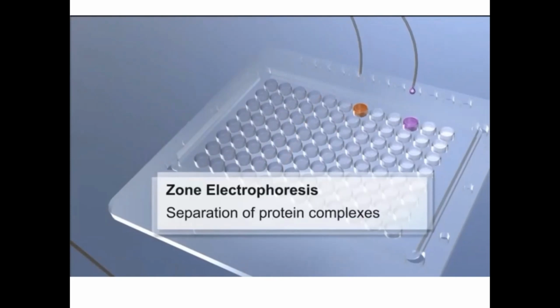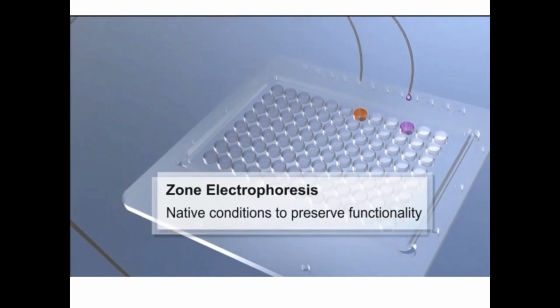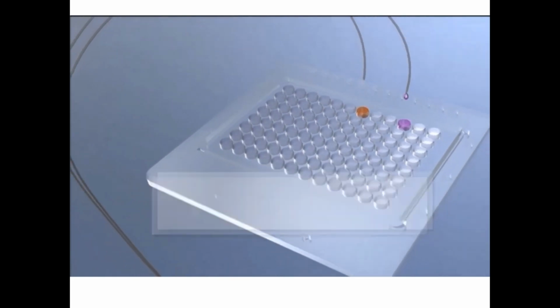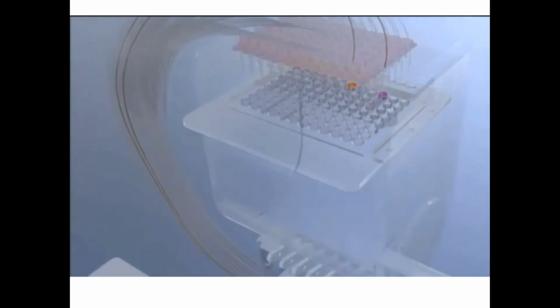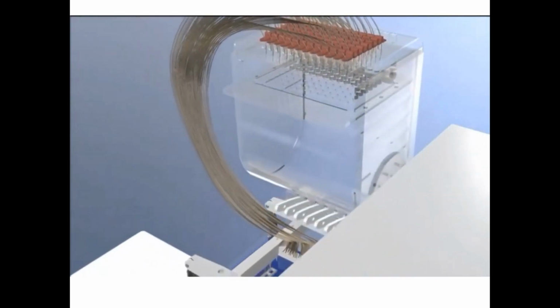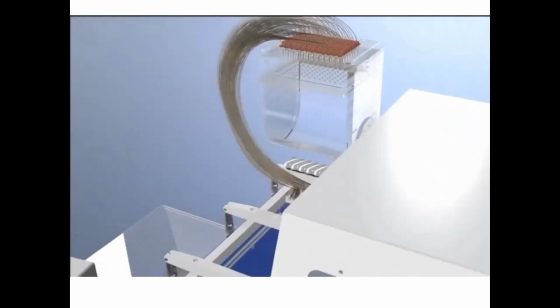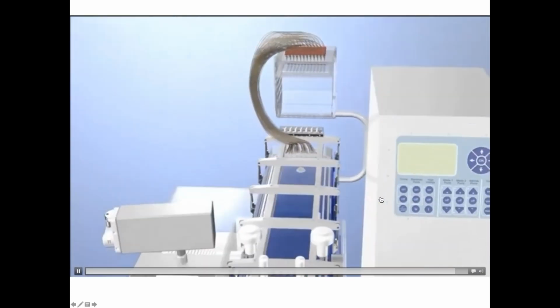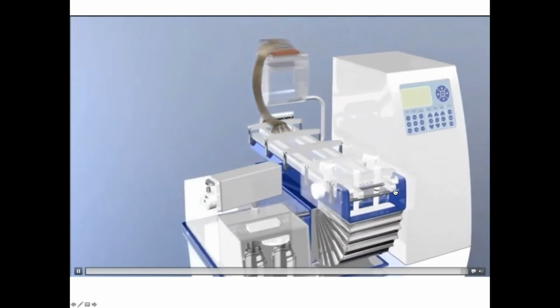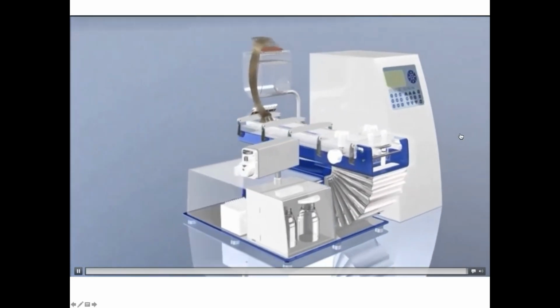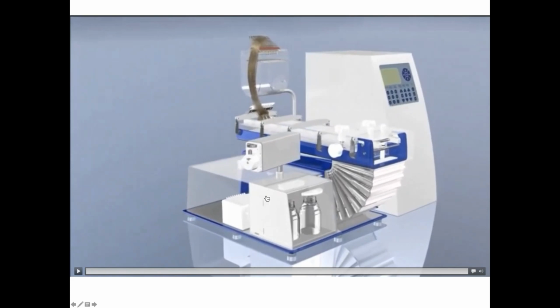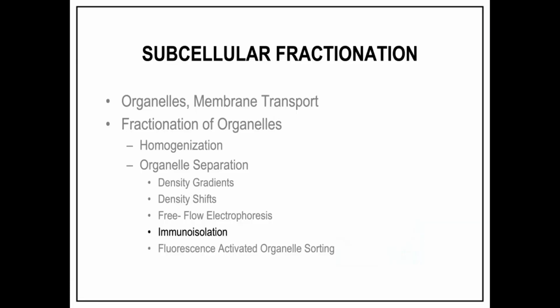You can even separate entire cells. You can use native conditions, so without detergent. That is also a very important feature. So you don't destroy your sample. You keep it as native as possible here. And this shows you again the setup with the buffer reservoirs, the computer that makes the thing run, and that you can analyze it. So that is free flow electrophoresis, and the chapter is also covered in the literature that you have received with this WeTransfer link.